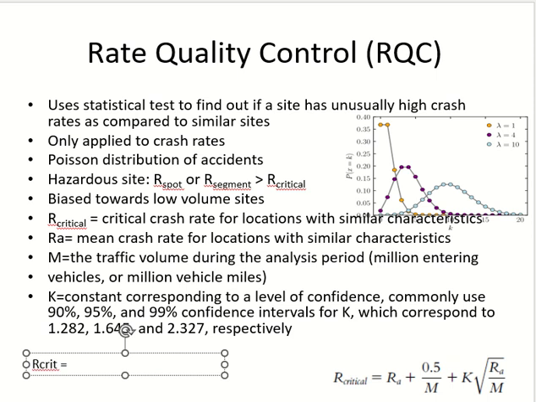First of all, I need the rate of collisions at my site. My site has 14 collisions, multiplied by 10 to the power 6. It's data of 4 years, so 4 times 365 multiplied by the volume, the average annual daily traffic, which is 1,000. Sorry, this is the rate of my site, R. So how much is this?